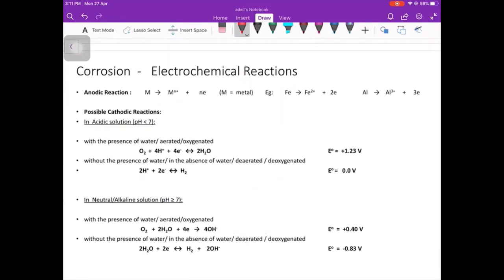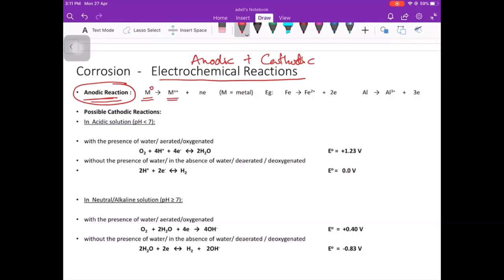Okay, the last slide is the electrochemical reaction. When metals corrode, the electrochemical reaction is a redox process. So this is the anodic and also the cathodic reaction. In the corrosion of metals, the anodic reaction is the process of oxidation of the metal. Metal M will oxidize to a higher oxidation state.